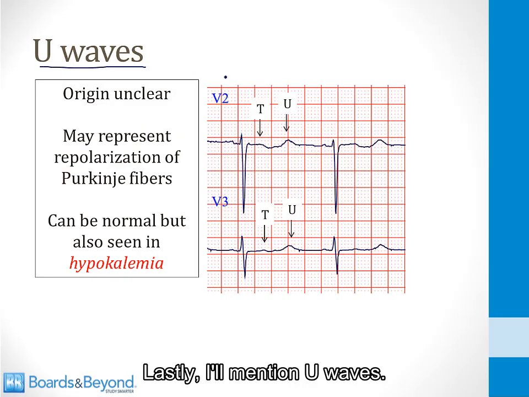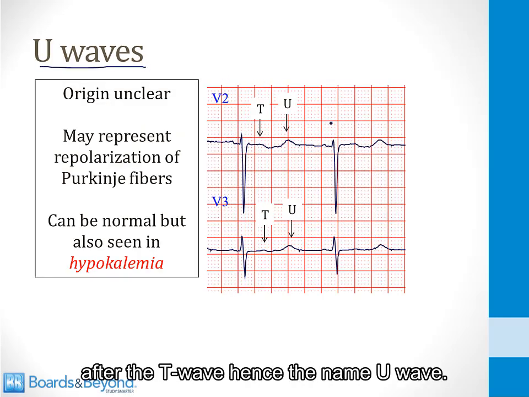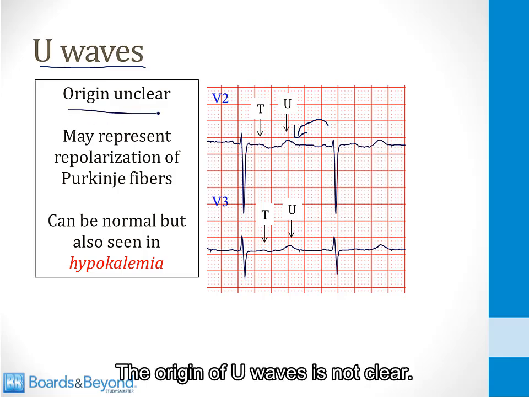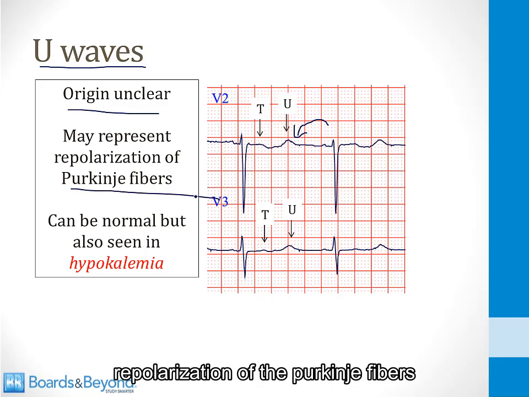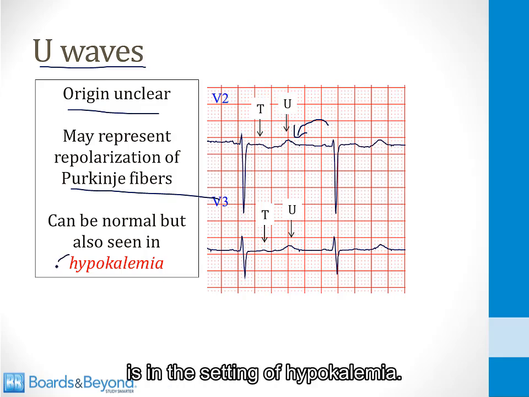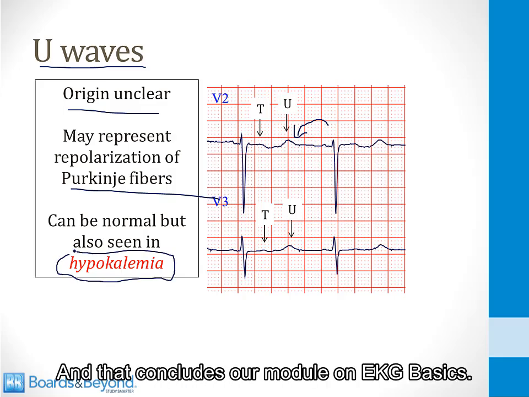Lastly, I'll mention U waves. This is a deflection that comes after the T wave, hence the name U wave. It's usually an upward deflection, just like the T wave. The origin of U waves is not clear. One of the prevailing theories is that it might represent repolarization of the Purkinje fibers, although there are other theories. U waves can be seen on a normal EKG, but the classic situation in which prominent U waves are seen is in the setting of hypokalemia. And that concludes our module on EKG Basics.